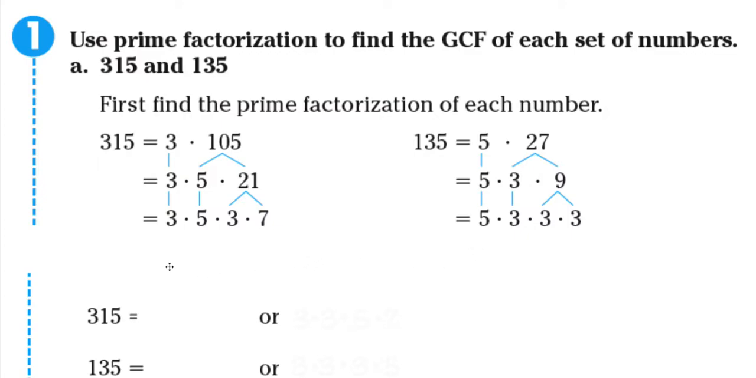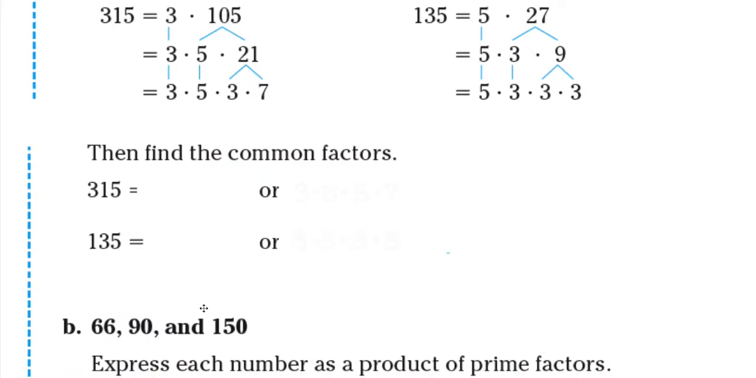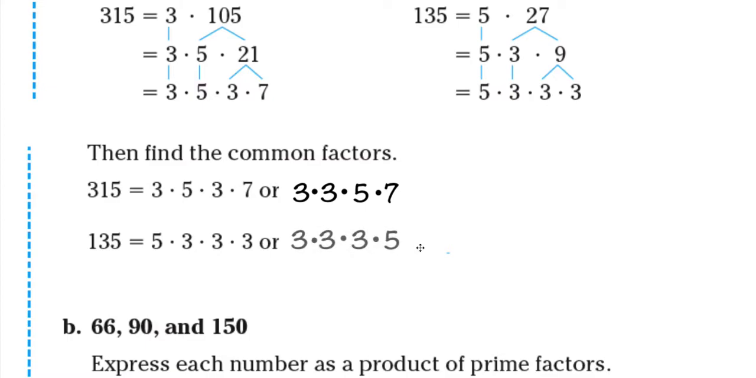Then next, find the common factors. You have 315, and this is the prime factorization of 315: 3 times 5 times 3 times 7. And 5 times 3 times 3 times 3 for 135. The best way to do this is to arrange them from least to greatest: 3 times 3 times 5 times 7, and 3 times 3 times 3 times 5. And we circle our common factors. 3 is common to both, we circle that. This 3 also is common, we circle that. And the 5 is common, we circle that.